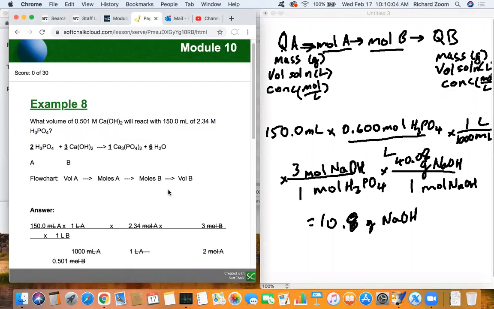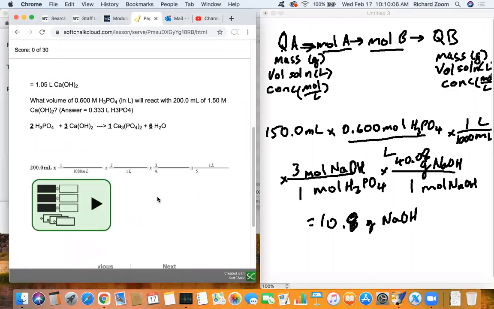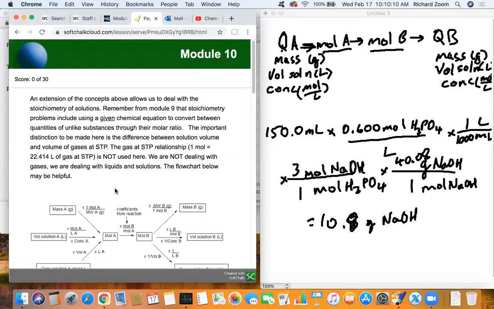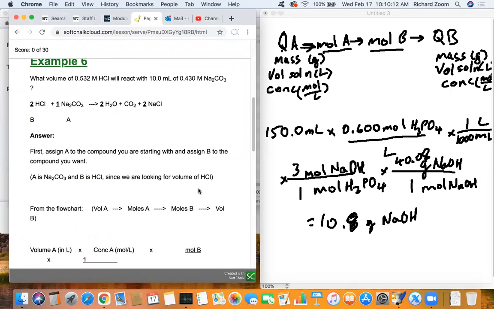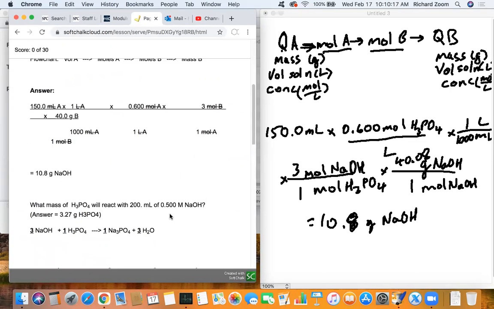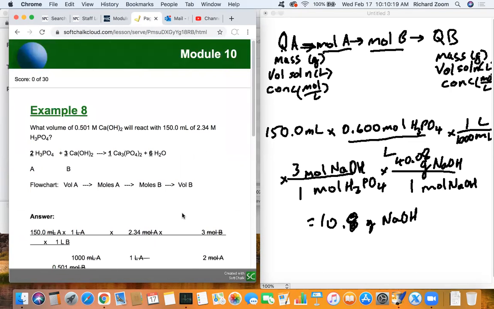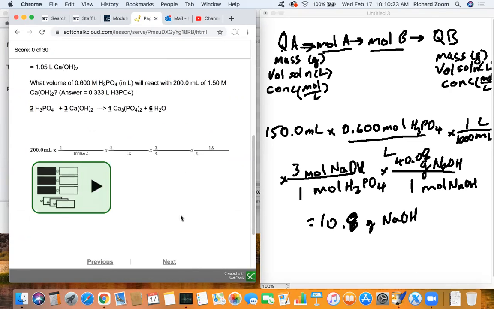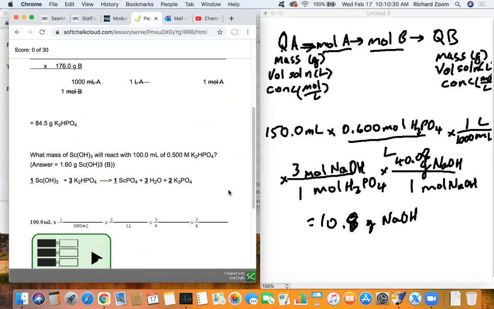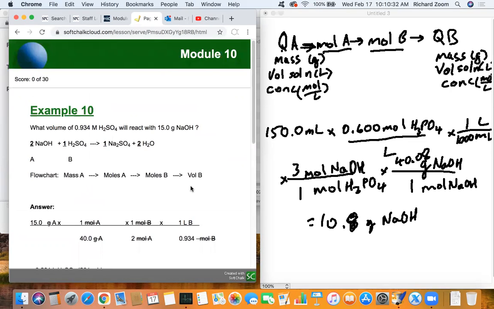Let's see. I think I've already done something like this. Let's go back here. See, we're looking for a volume. Yeah, so I've already done that. Yep. So we've already done something like that one. Let's look at this one here. What mass? We have already done that one too. All right. Let's look at something like this.